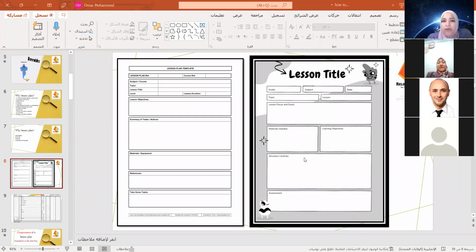Yes, if we look at the top of each lesson template, we have the grade, subject, date, topic. So what are these at the top of the lesson plan?